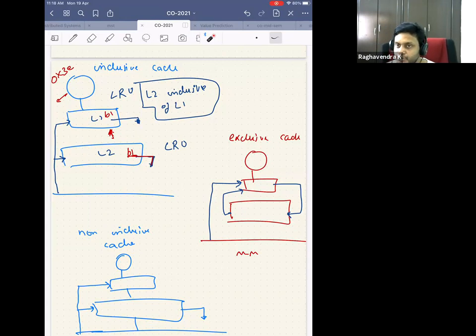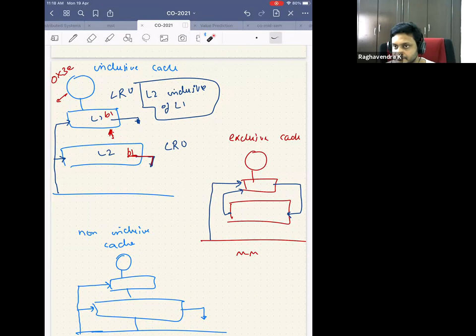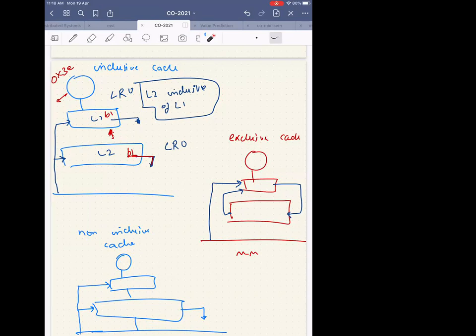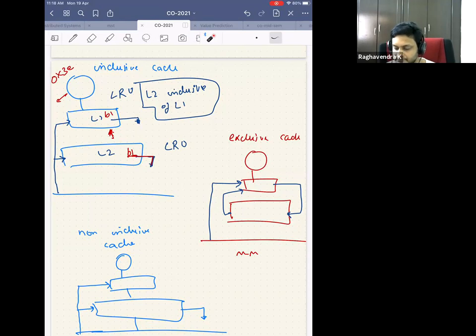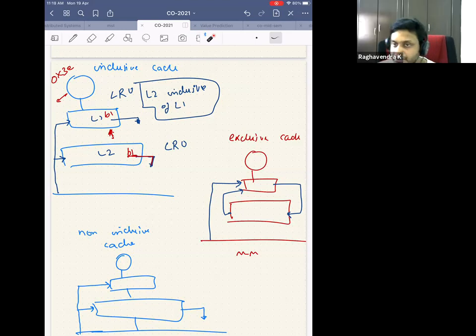Okay, so now let's assume that we already know what is an inclusive cache, what is an exclusive cache, and a non-inclusive cache. There's one more question. Go ahead. One note: since the L2 cache is bigger than the L1 cache, new data comes in. No collision in L2, but there is a collision in L1. What happens then? So there is nothing called no collision, right?